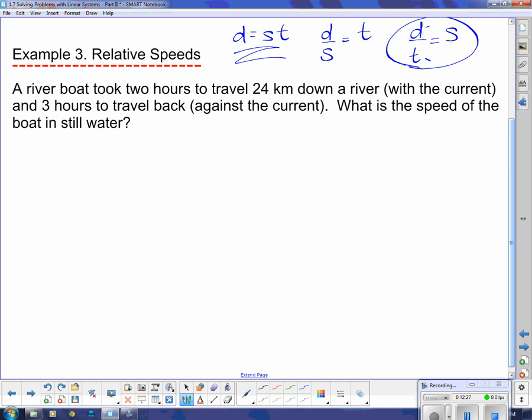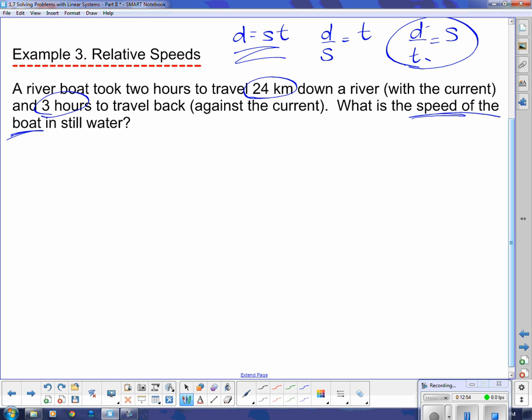So what information are we given? We're going to highlight our given information. We got 24 kilometers and we got 3 hours. And that's pretty much all. So that's our given information. What are we required to find? Well, we're required to find the speed of the boat if we can take away the effect of the current.